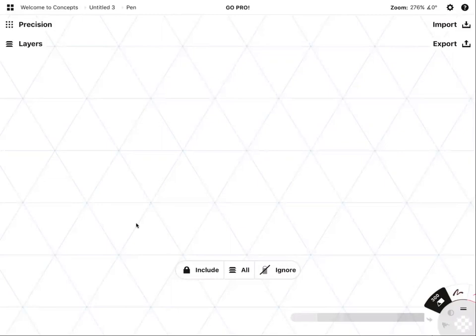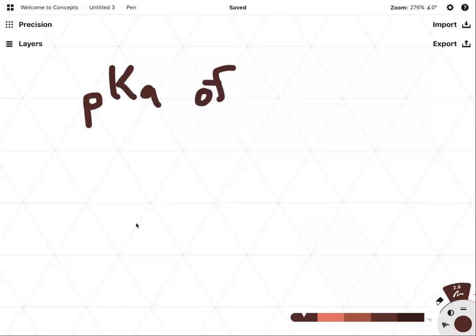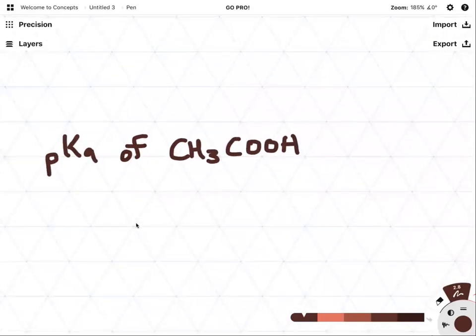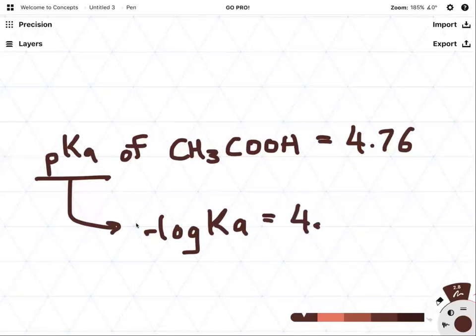So the first thing that they're giving you is a pKa of acetic acid, CH3COOH, to be 4.76. So remember, when you have pKa, the p means negative log of something. So of the Ka of acetic acid being 4.76. So that begs the question, what is Ka?